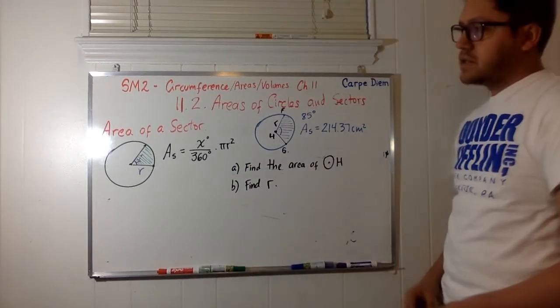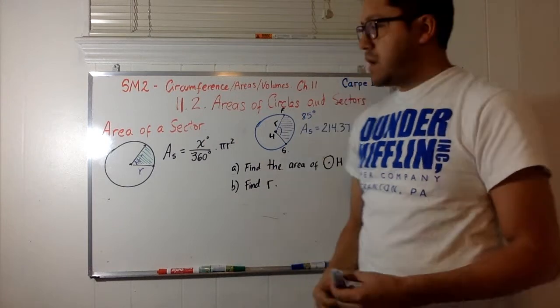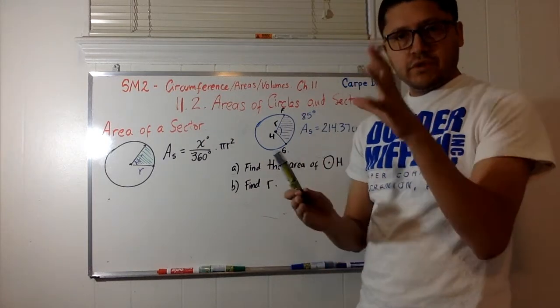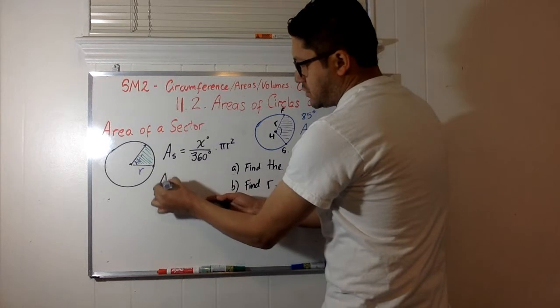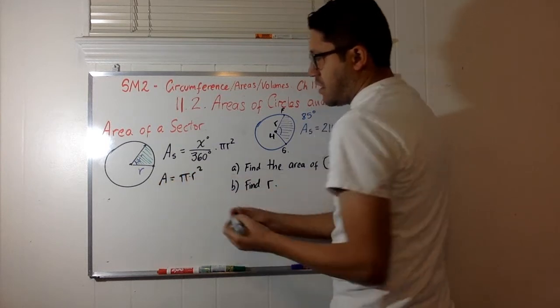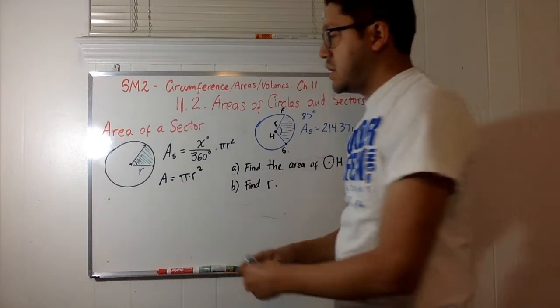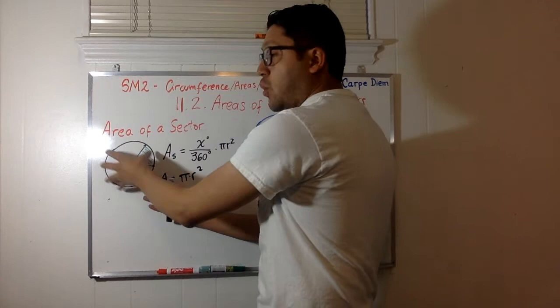Okay, guys, now we're going to talk a little bit about the area of a sector. We already talked about the area of the whole circle, which, by the way, just to remind you, is the product of pi times r squared. So A equals pi r squared would be the area of the whole thing here.